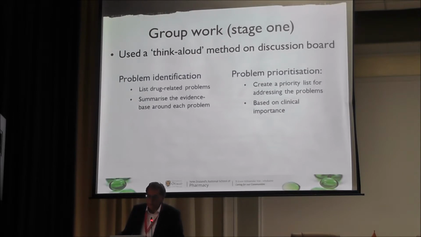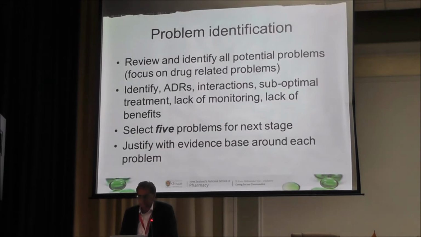So the first stage of the group work, as I said, is a think aloud. The students just basically go for it and discuss. It's a think aloud process. The idea there is to go through the patient's list and identify the problems, and then look at the evidence around those problems as well. And then actually prioritize based on clinical importance.